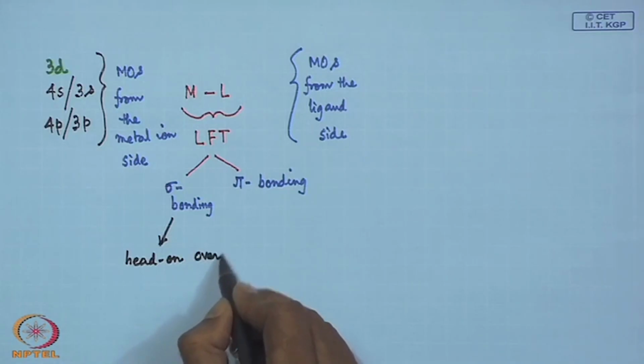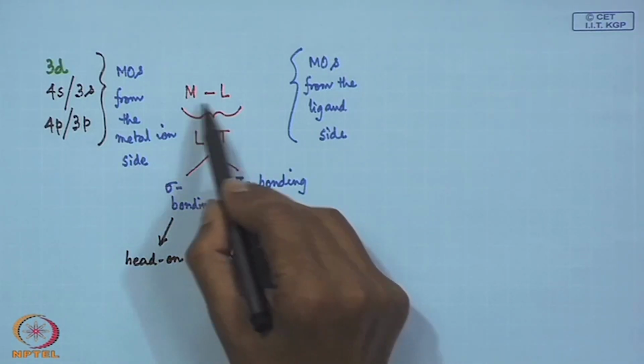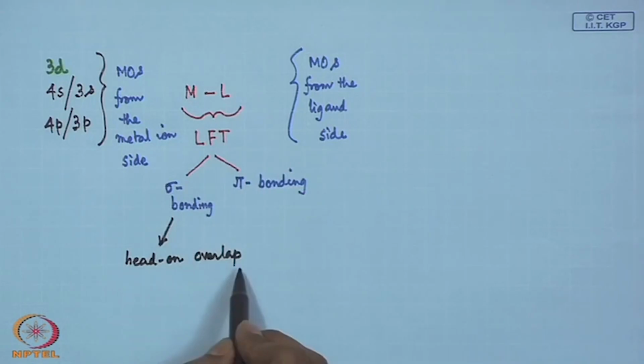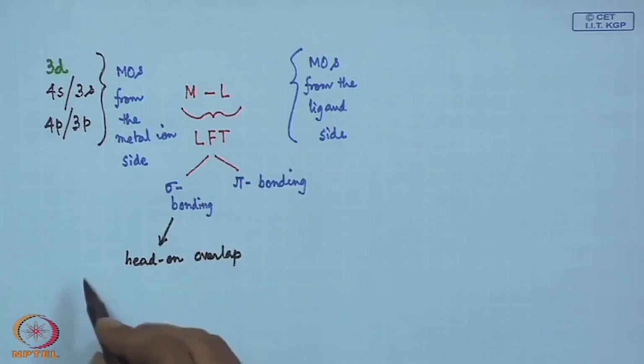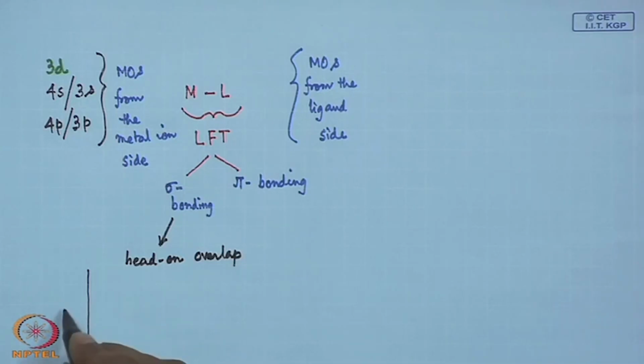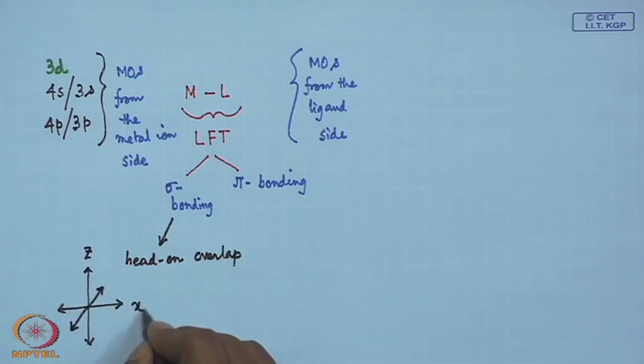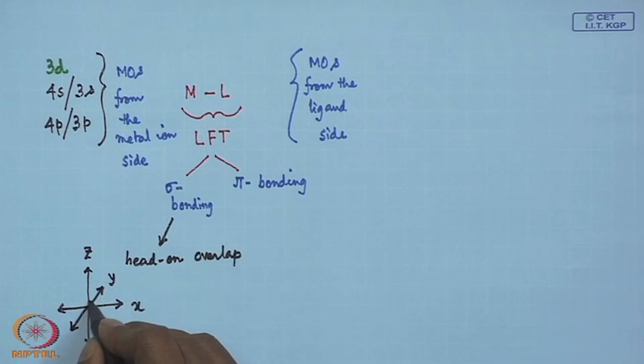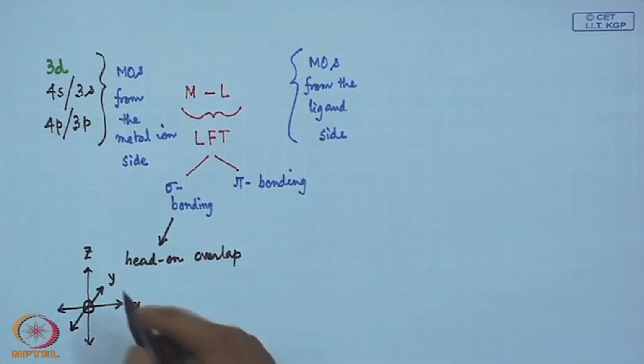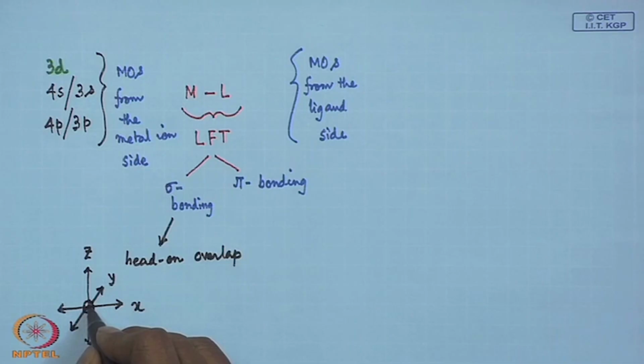So, we should have the corresponding metal-ligand overlap which can be considered as a head on overlap. That means we have the corresponding axes which we are considering as the x, y and z axis. So, if this is z, this is x and this is y, and the metal is sitting at the center of this Cartesian axis. Now, we can have the corresponding ligand.